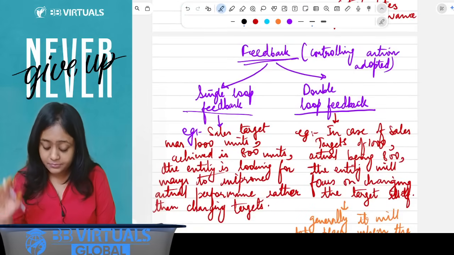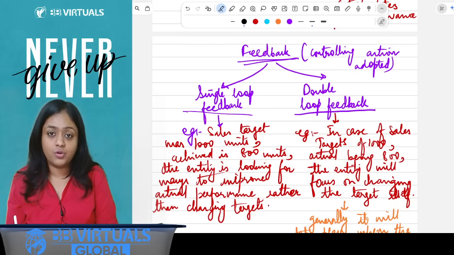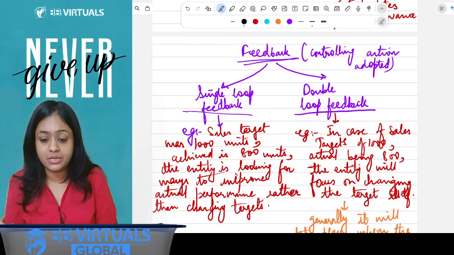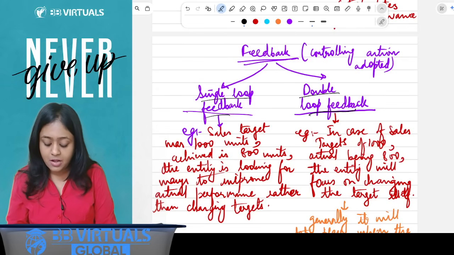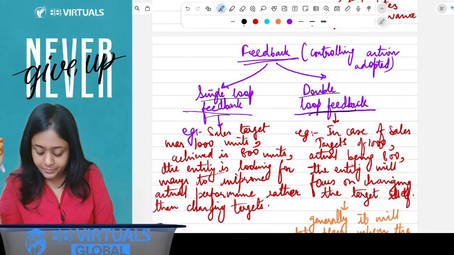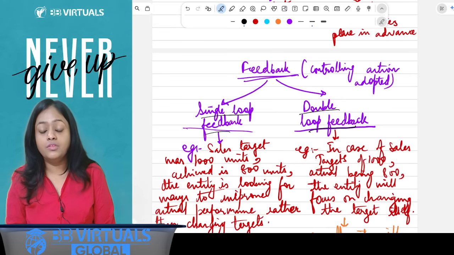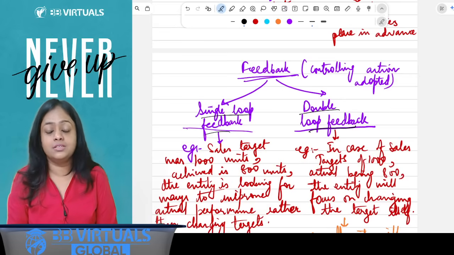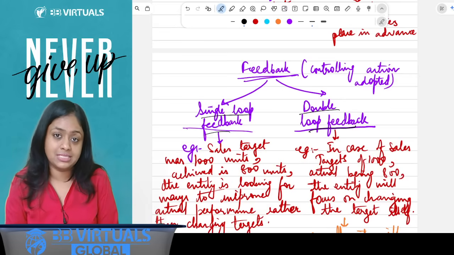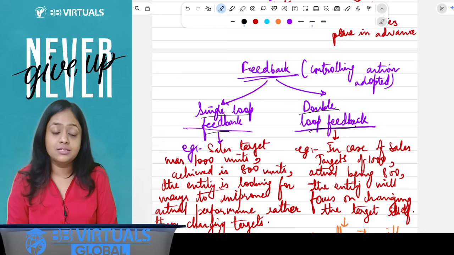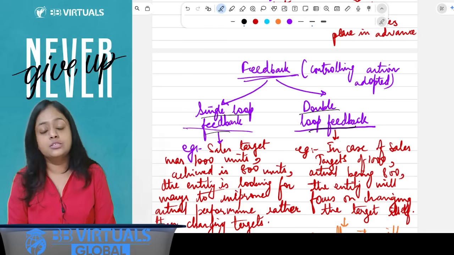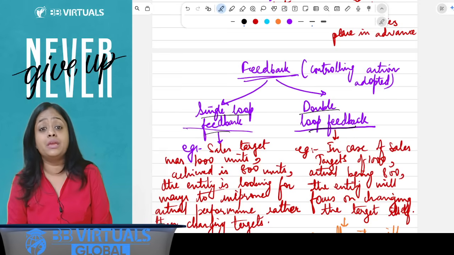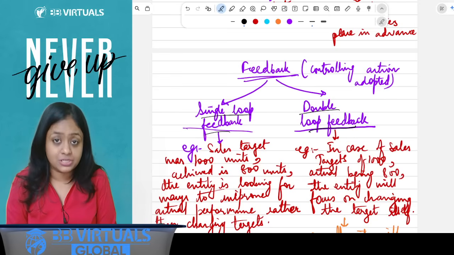Now, one more understanding of feedback. When we adopt controlling actions, there are two types of feedback that we can have: single loop feedback and double loop feedback. Single loop feedback is when, let's say there's a difference between actual and the standards, and the entity has reason to believe that the difference is only on account of poor performance. That's single loop feedback, where we don't make any changes to the standards or the budgets.